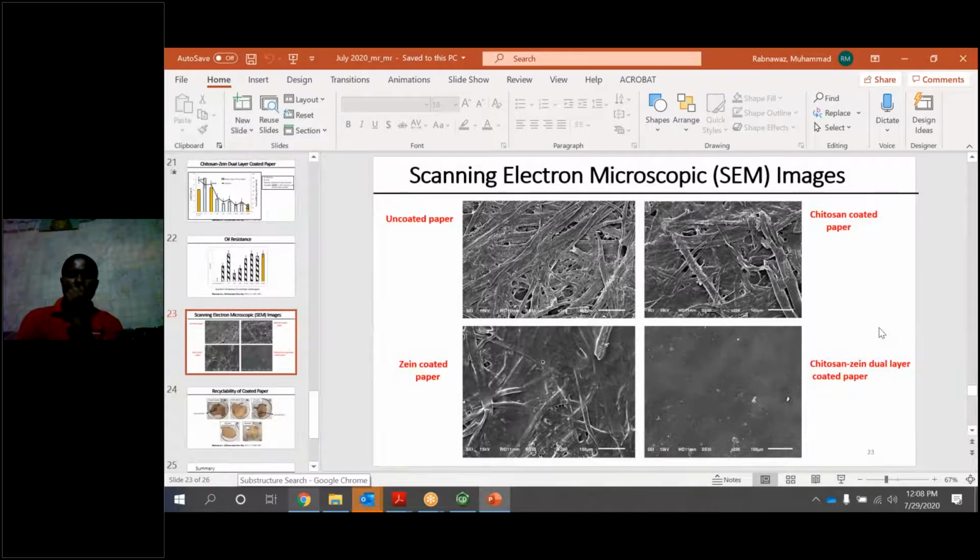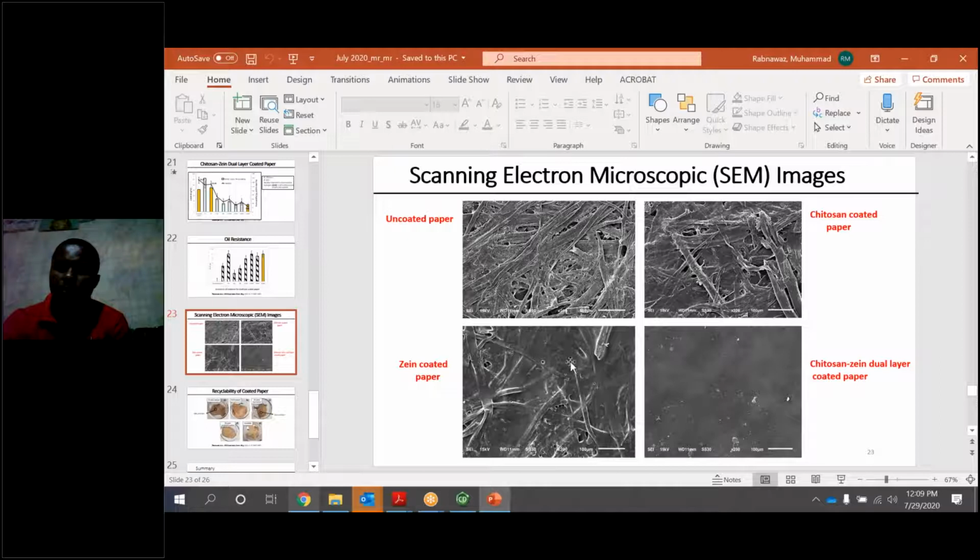The logic that why we are getting good oil and water resistance goes back to the same hypothesis that I presented earlier, that when you have uncoated paper, you have porous structure that absorbs water and oil, right? Now, when you add chitosan only, you fill the pores, right? That's good, you fill the pores, but it is hydrophilic, so it has a very high Cobb value, but good kit rating, sometimes 12.